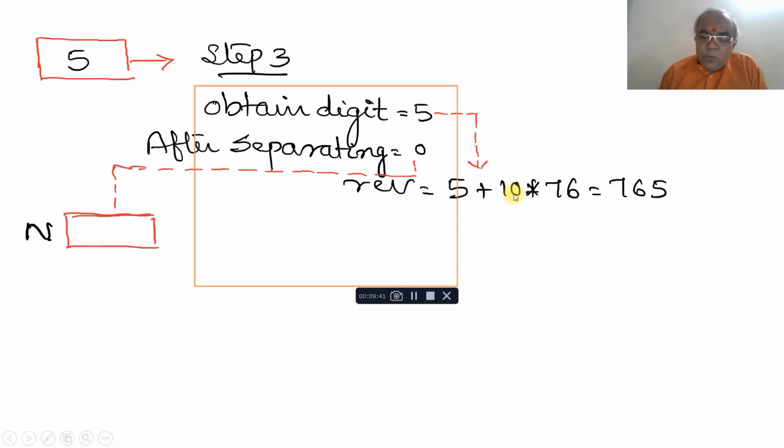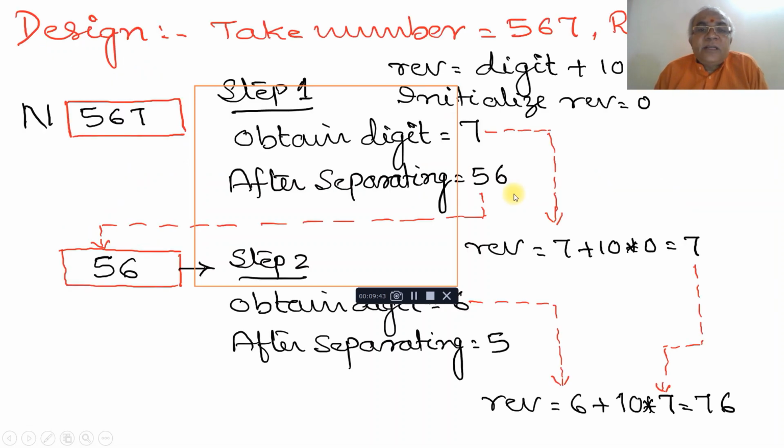Then how do I reverse? How am I going to separate this? To separate this, if you divide 567 by 10, what happens? 10 5s are 50, so you are going to get 67. 10 6s are 60, so you are going to get the 7. So obtain the digit 7. After separating, you are going to get 5, 6. So the digit you get as the remainder is 7. That is how the 7 is separated.